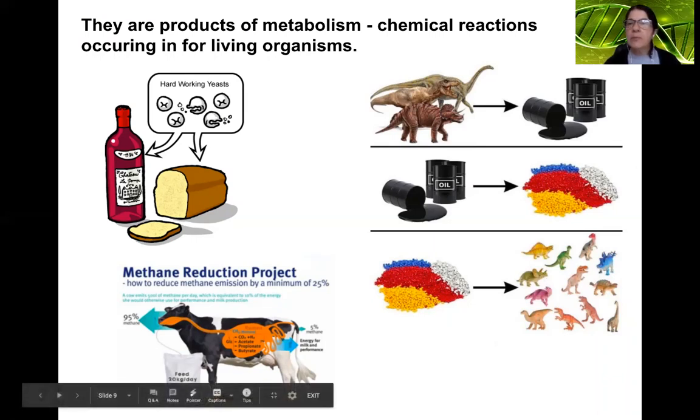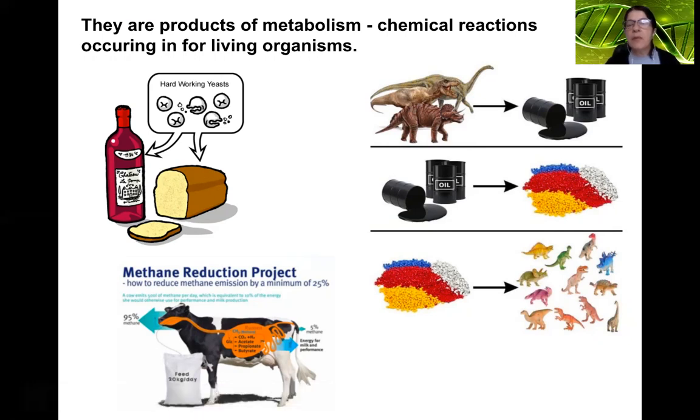Fossil fuels. You know about fossil fuels. Fossil fuels are the remnants of long dead organisms, such as dinosaurs. And here's a funny cartoon. Dinosaurs create fossil fuels. Fossil fuels, such as oil, are used to make plastic. Plastic is used to make Legos. Legos can be used to build dinosaurs, or in general, plastic can be used to build little tiny toy dinosaurs. So we are full circle.